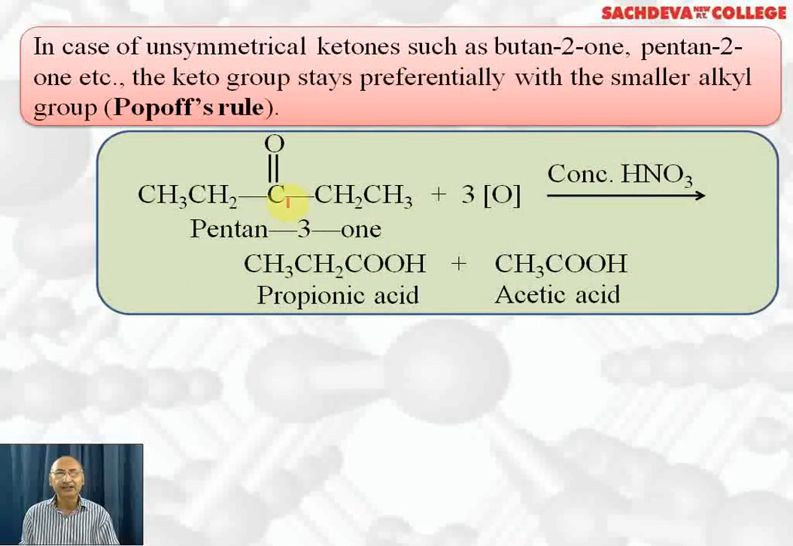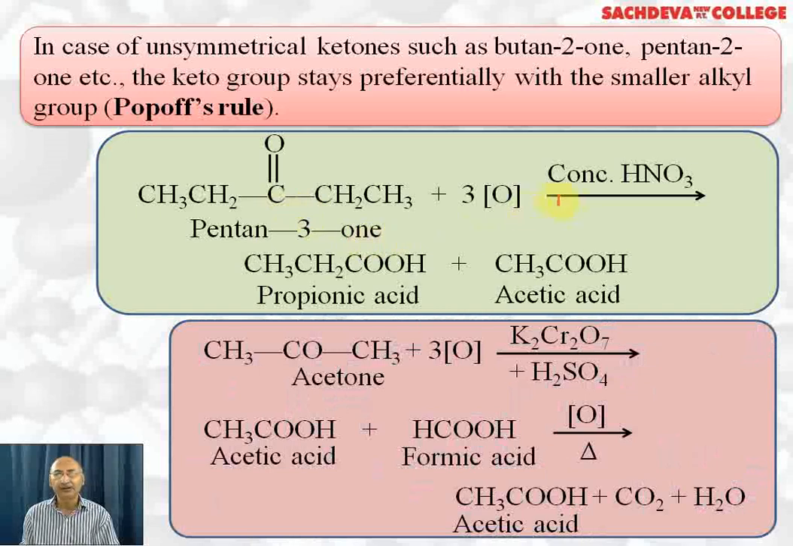This is a symmetrical ketone, pentan-3-one. On oxidation with concentrated nitric acid, the cleavage takes place here. We get propionic acid and acetic acid as the product. If acetone undergoes cleavage with potassium dichromate and conc sulfuric acid, the bond breaks here, we get acetic acid and formic acid. But formic acid being unstable further gets oxidized to CO2 and water.